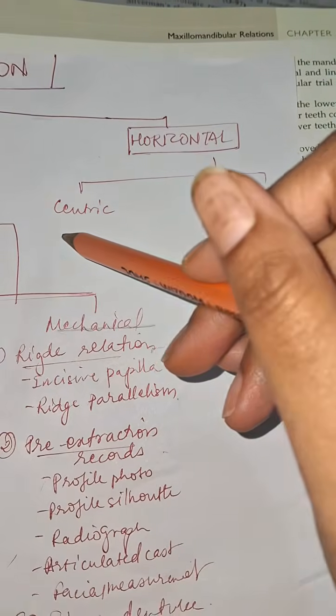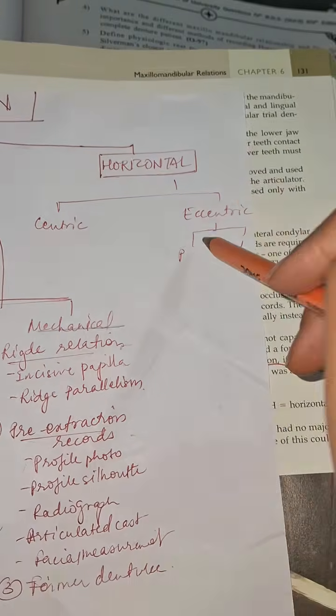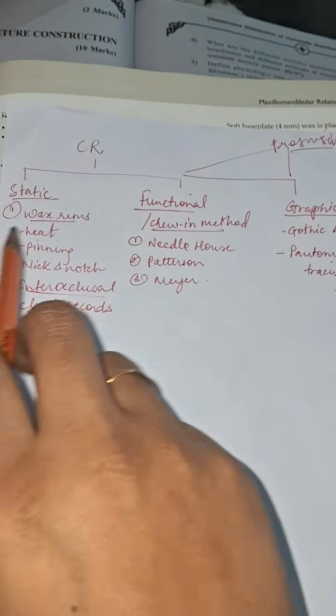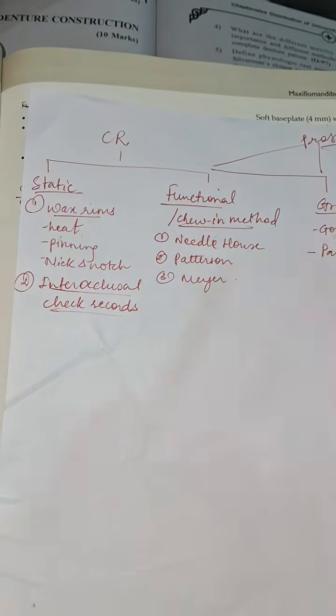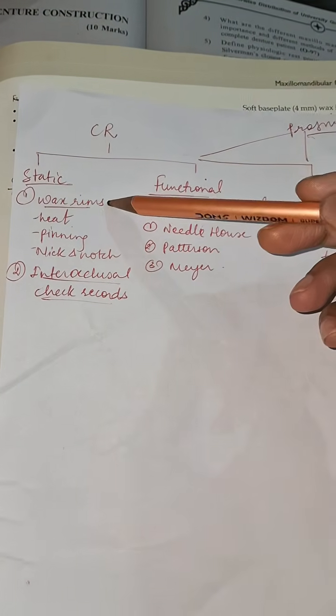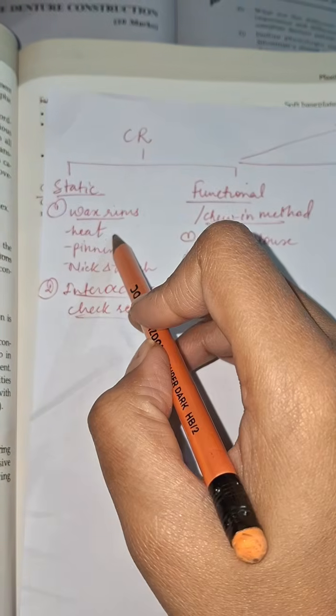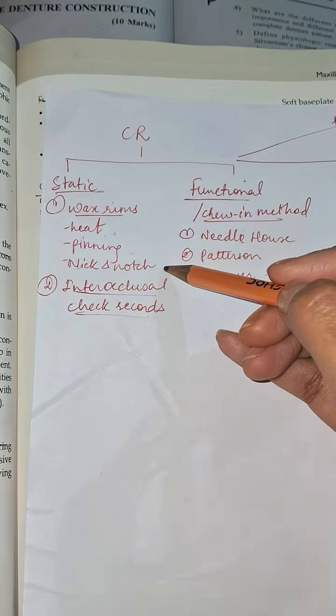Now horizontal relation is of two types: centric relation and eccentric relation. In eccentric, we have protrusive and lateral. Centric relation we record by three methods: static, functional, and graphical. In the static method, there is the wax rim method, in which we heat the wax and position the mandible in its most retruded position, by heat, by pinning the rims, or by the nick and notch method.